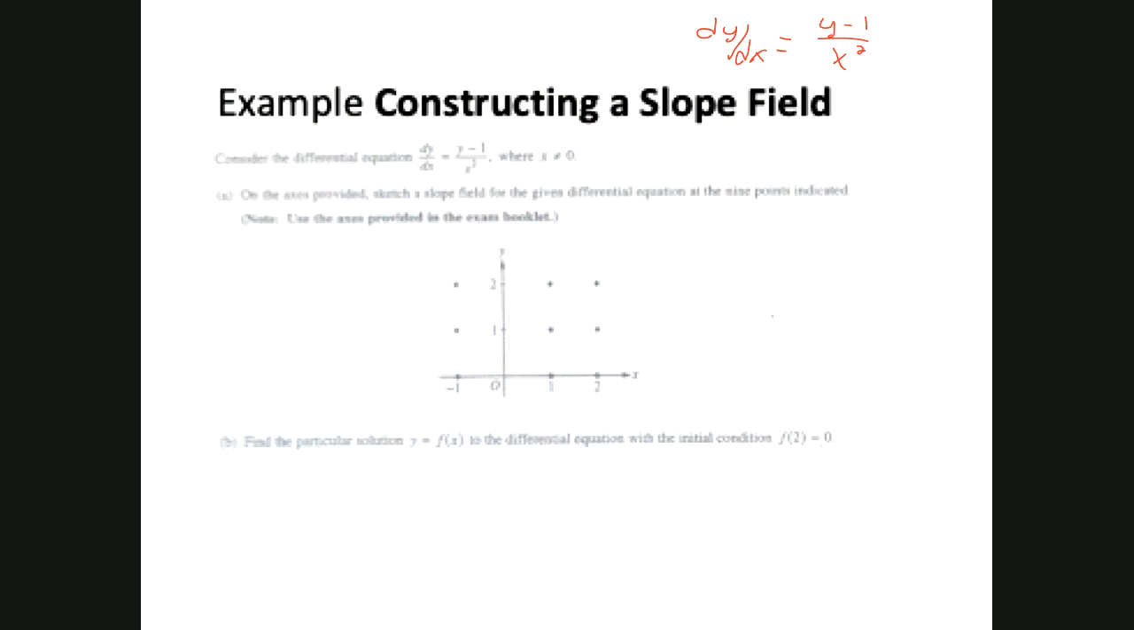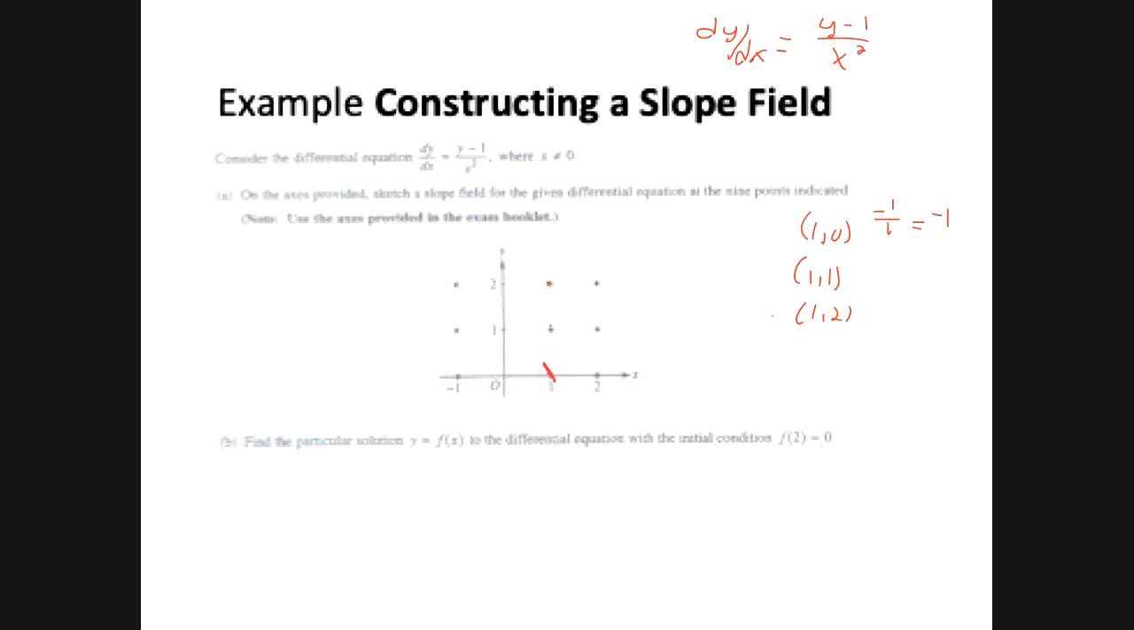So when they give you something like this, they'll tell you the points that they want you to use. So they want us to use this point right here, which is (1, 0). And then this point here, which is (1, 1). And this point here, which is (1, 2). But we have to find the slope at each of those points. Well, at (1, 0), if I put 0 in for y, I end up with negative 1 over 1 squared, which is just negative 1. So the slope there is negative 1. So I put a little slope of negative 1 there.